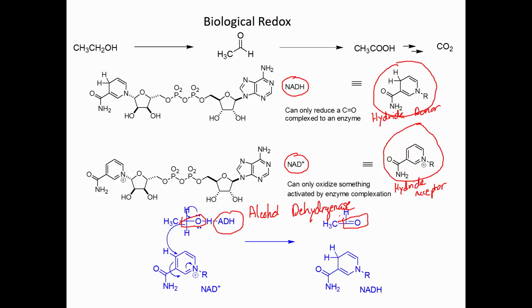So biological systems are much more selective. But notice an important relationship between a biological system and a chemical system. The arrow pushing is kind of the same. We're removing a hydrogen as H minus in this case, and if we wanted to add it, we would add it as H minus, just like when we added sodium borohydride to a carbonyl group.